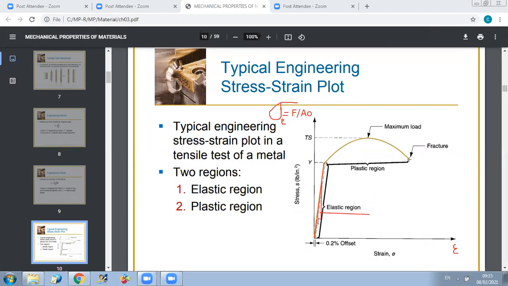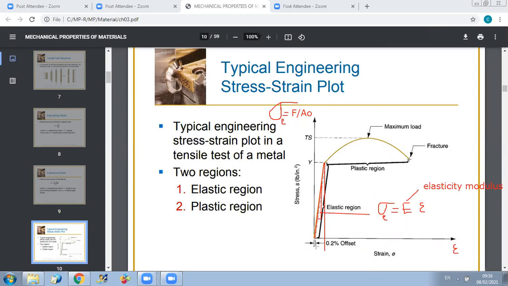So in this region, the elastic region, the equation is given by sigma equal to the elasticity modulus E times epsilon. Epsilon is the strain, sigma is the engineering stress, and E is the elasticity modulus. And this linear phase here is called the elastic region.